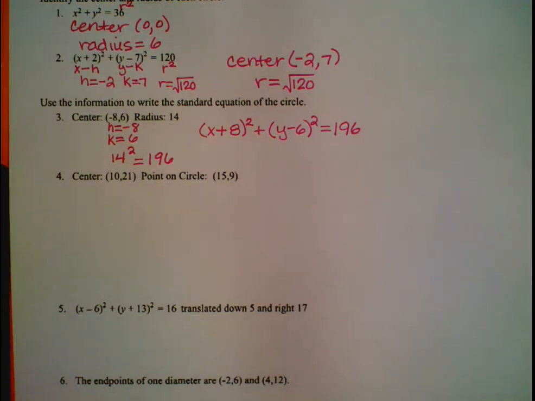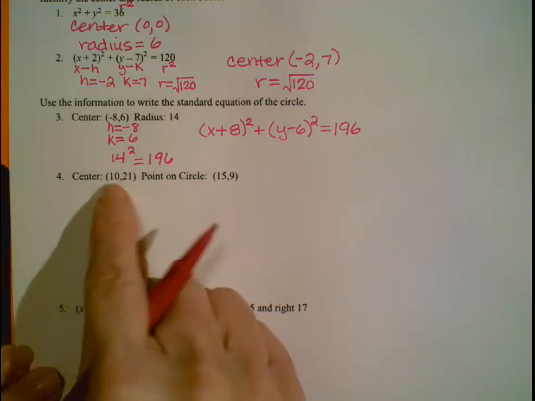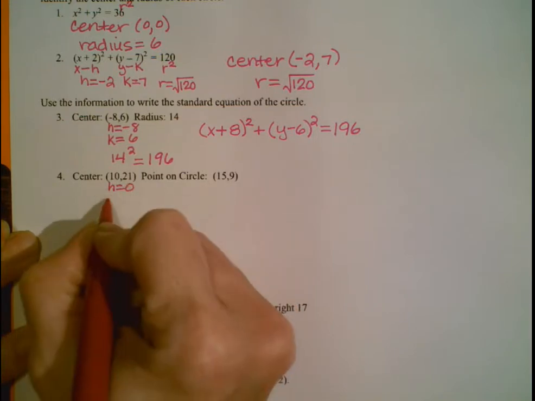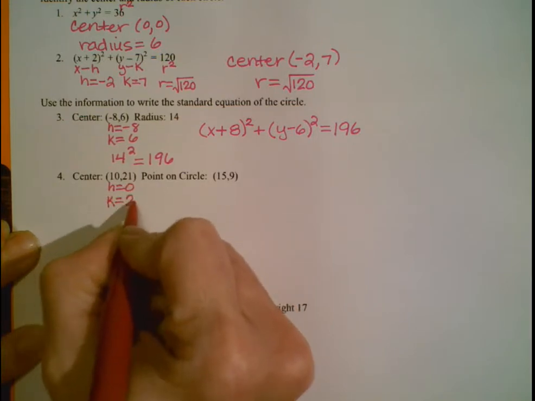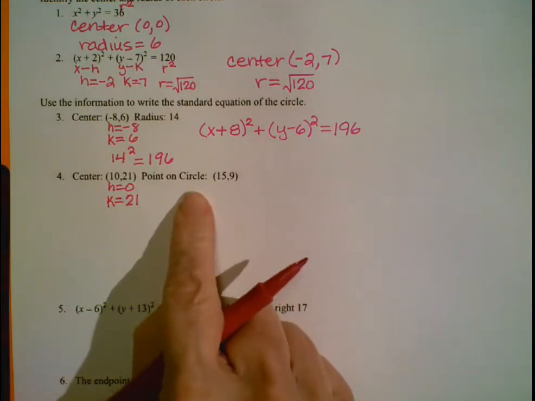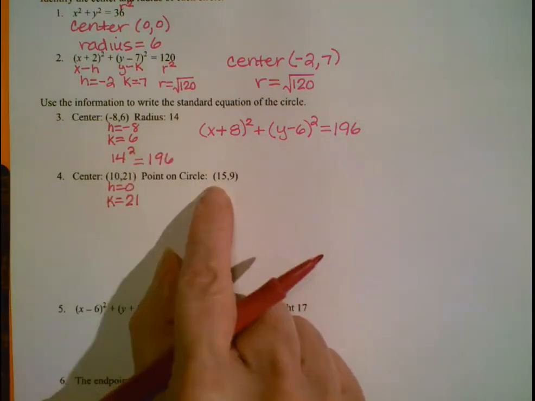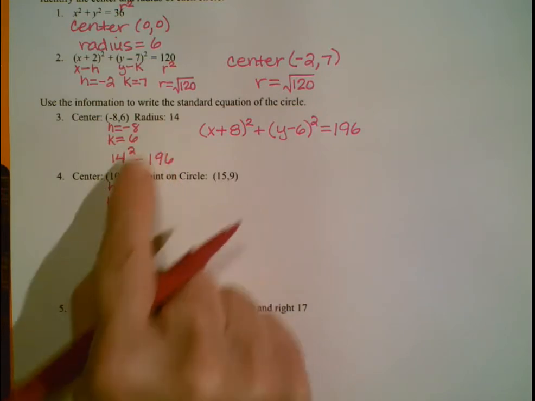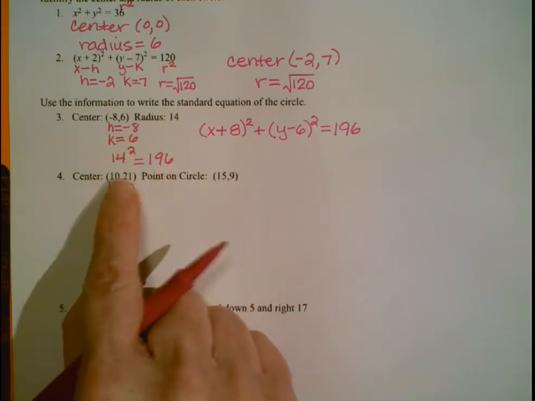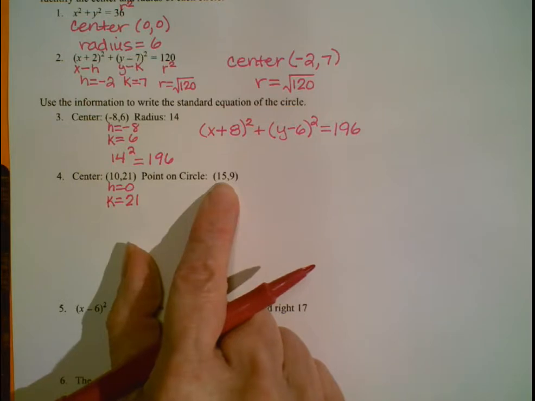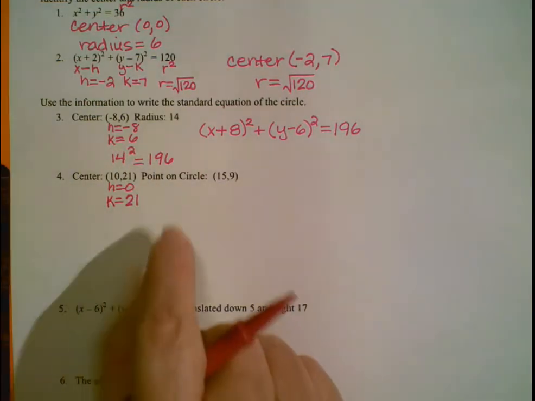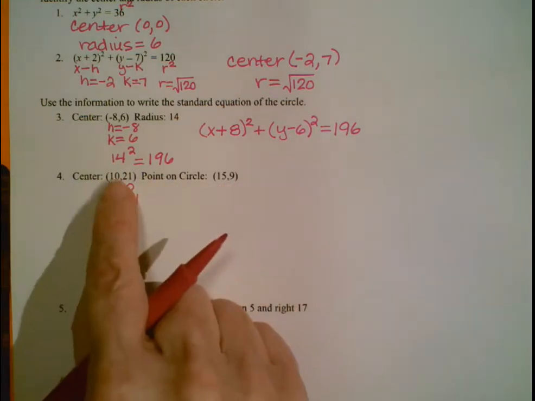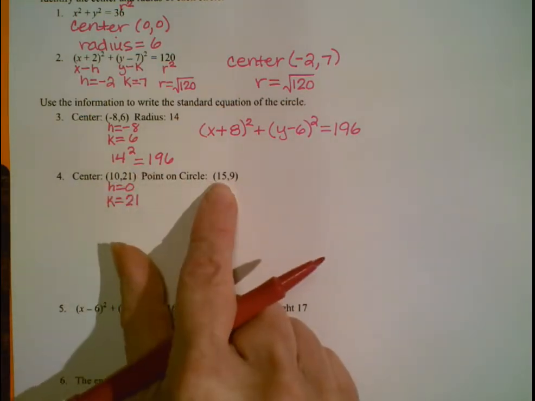Okay, moving on to number 4. The center is at 10, 21, so h must be 10, k is 21. We have a point on the circle this time rather than the radius, at 15, 9. Now, if you consider the fact that the radius is the distance between the center and any point on the circle, then r is simply found using the distance formula. The distance between these 2 points, the center and a point on the circle, is r.